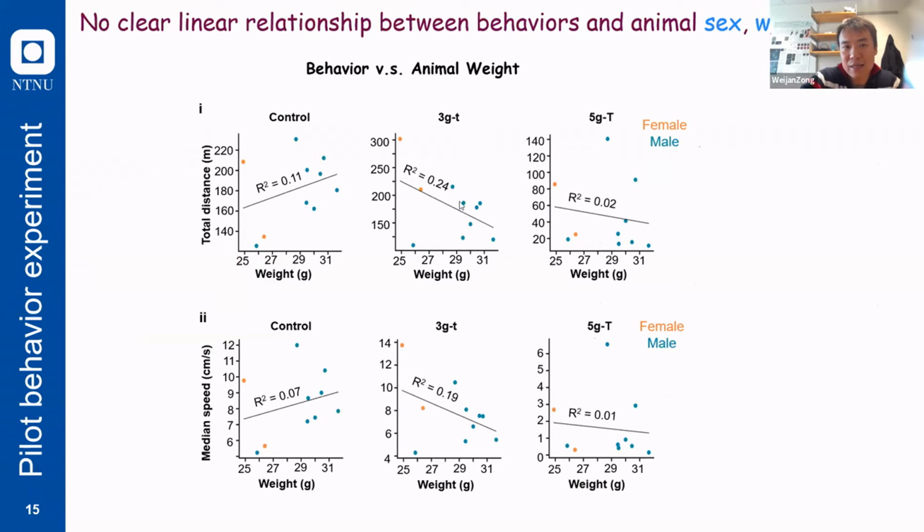We also see that this behavior is not an artifact due to the age or the weight of the animals, because animals with weights ranging from 25 grams to 31 grams were involved in these tasks, and you see there is no strong relationship between the weight and the task performance. We also included females and males in the experiment to show that this is also not an effect of the sex of the animals.